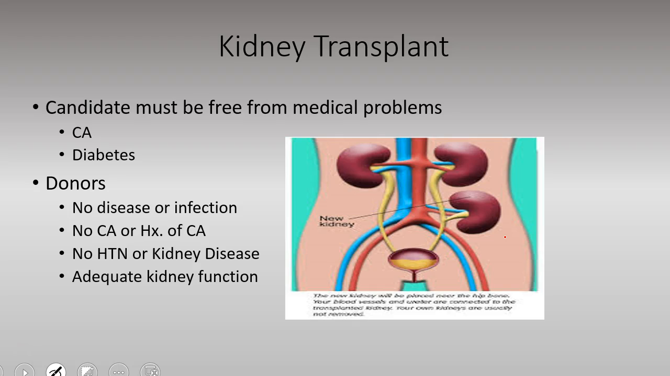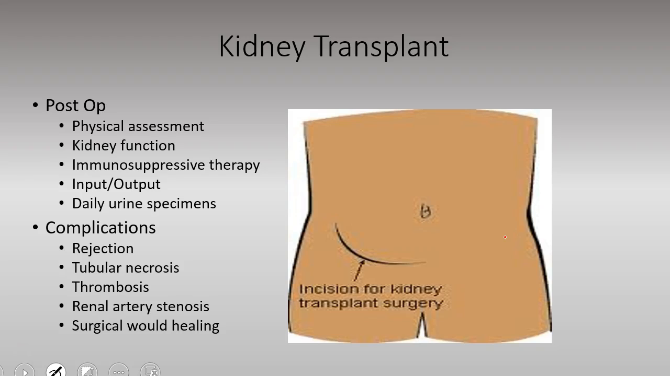So it's pretty simple. Kidney transplant, post-op, you're going to do a physical assessment. You're going to look for kidney function. You're going to provide immunosuppressive therapy, which is going to be drugs. You're going to monitor the input and output, making sure the kidney functions. You're going to do daily urine specimens to make sure there's no sign of infection. Complications from a kidney transplant could include rejection, tubular necrosis, thrombosis, renal artery stenosis, and surgical wound healing problems. So, that seems to be about it.